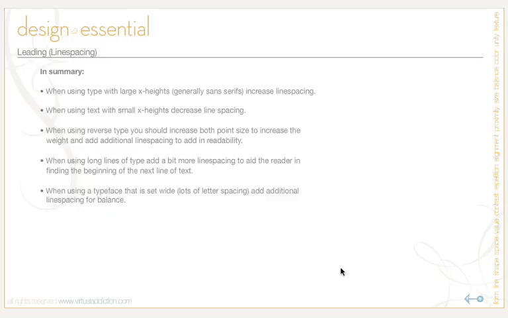So in summary, when using type with large x heights, generally sans serifs, you need to increase line spacing. When you're using text with small x heights, decrease the line spacing. When using reverse type, you should increase both point size to increase the weight and also add additional line spacing to aid in readability. And when using long lines of type, add a bit more line spacing to aid the reader in finding the beginning of the next line of text. And finally, when using a typeface that is set wide, lots of letter spacing, add additional line spacing for balance.